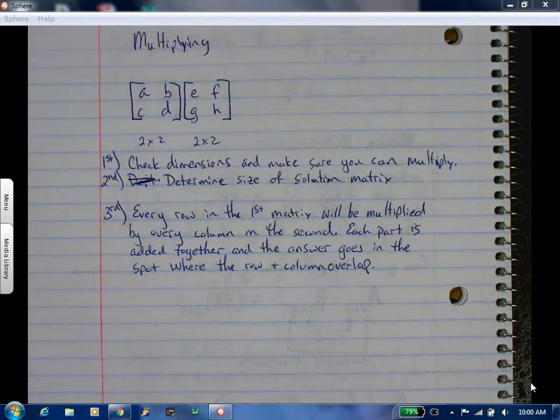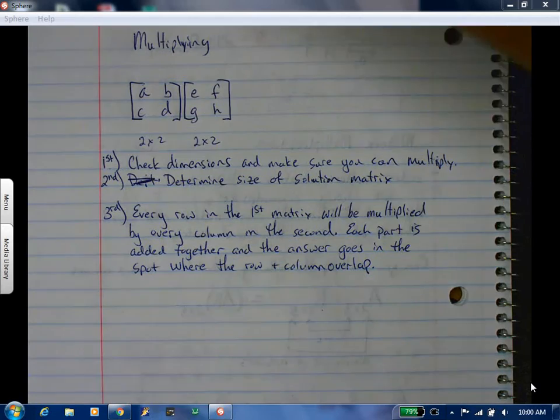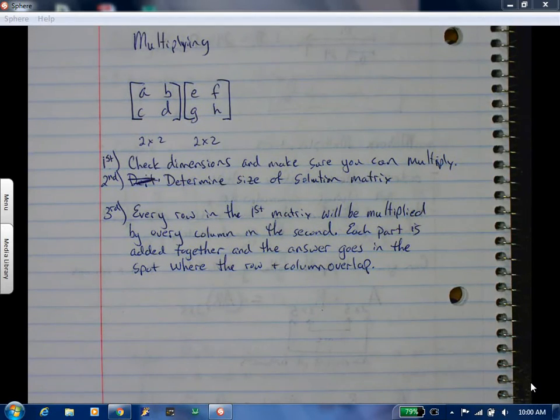So every row in the first matrix will be multiplied by every column in the second. Each part is added together and the answer goes in the spot where the row and column overlap. This is one of those things, once you get it, it will be a lot easier. Be able to do a lot of this in your head.